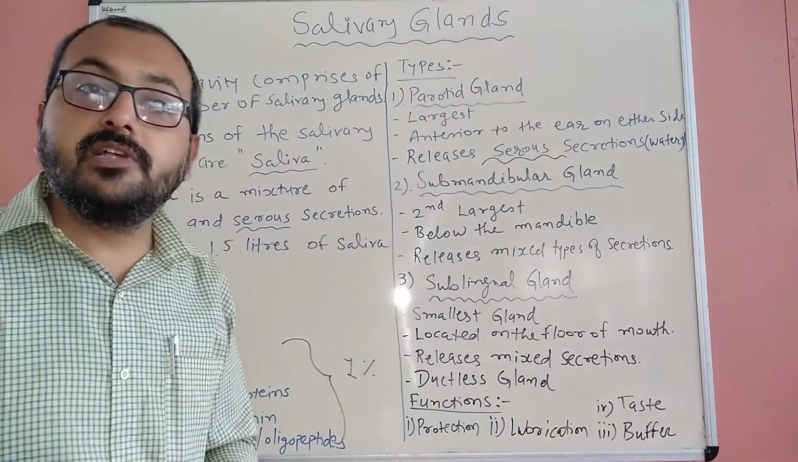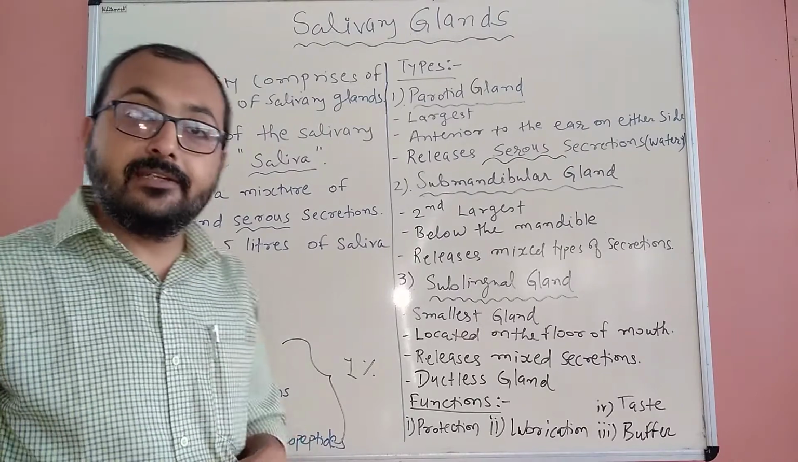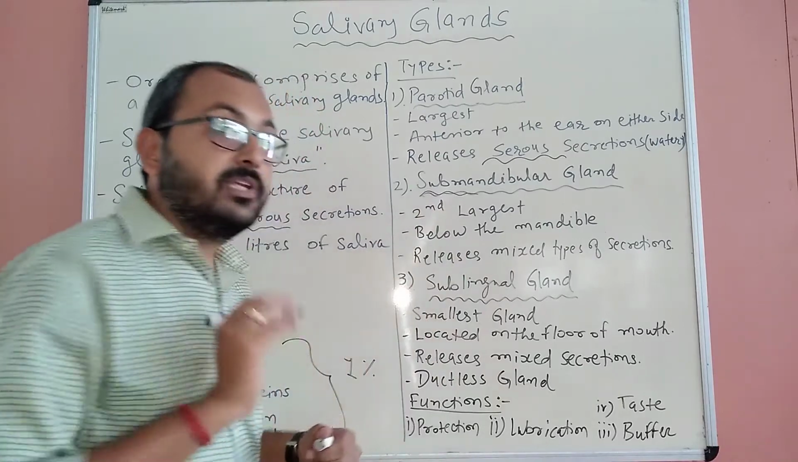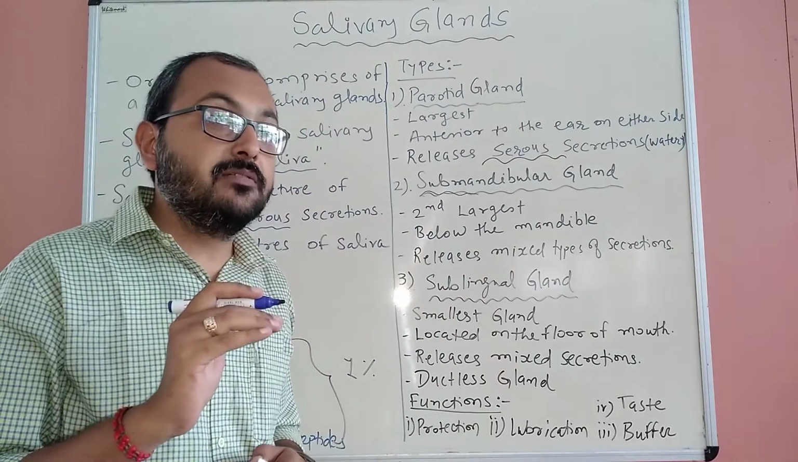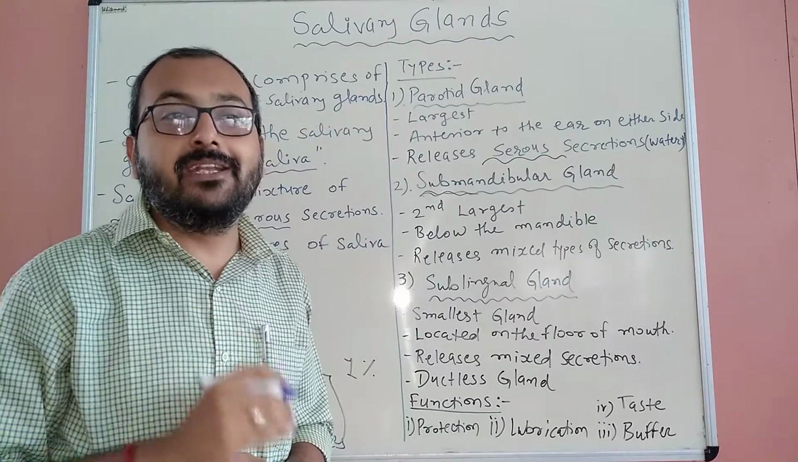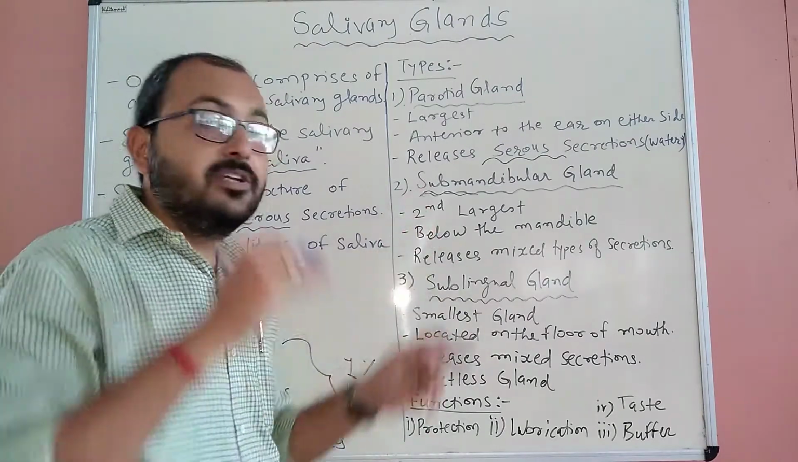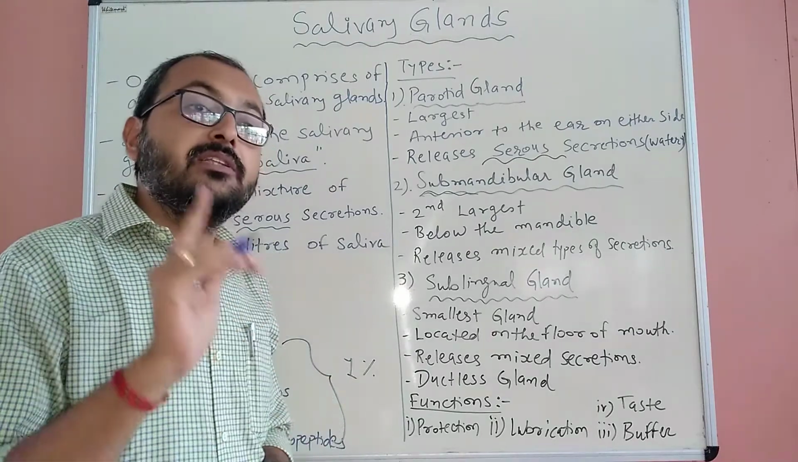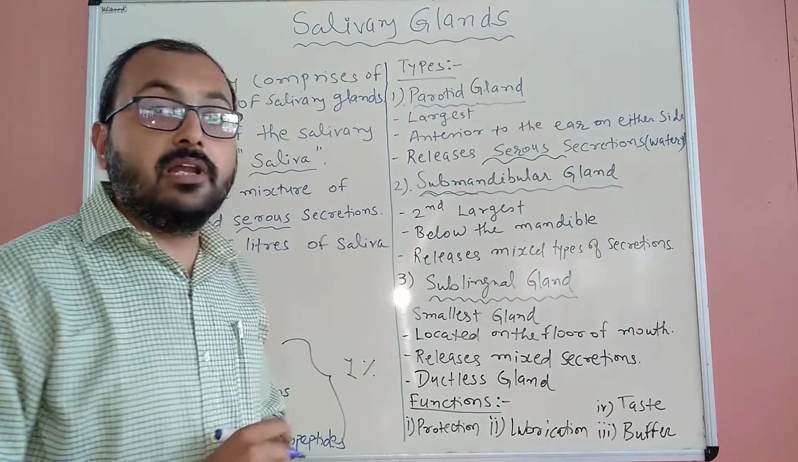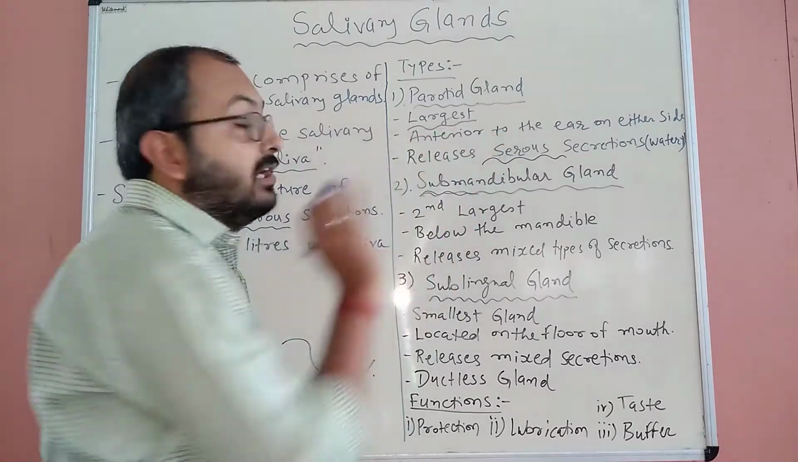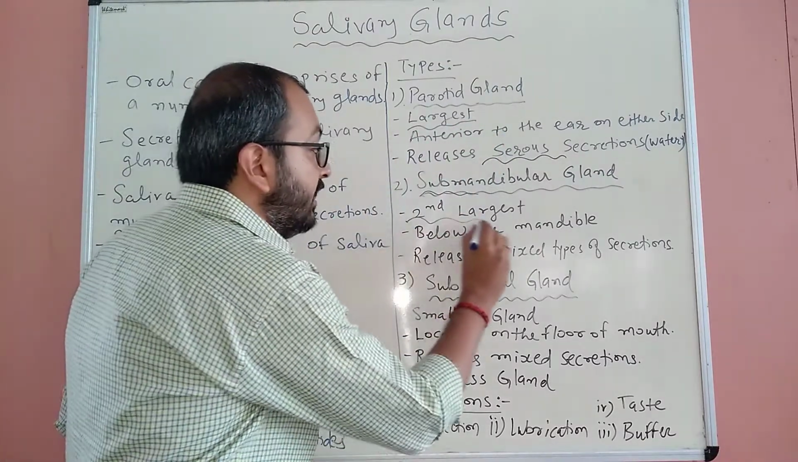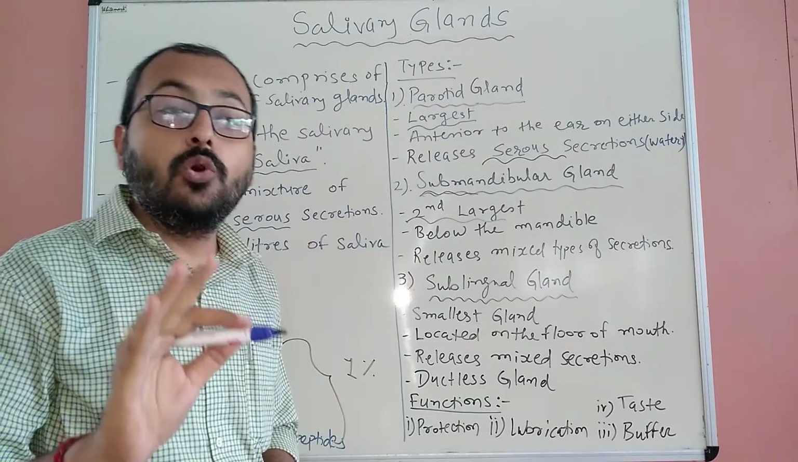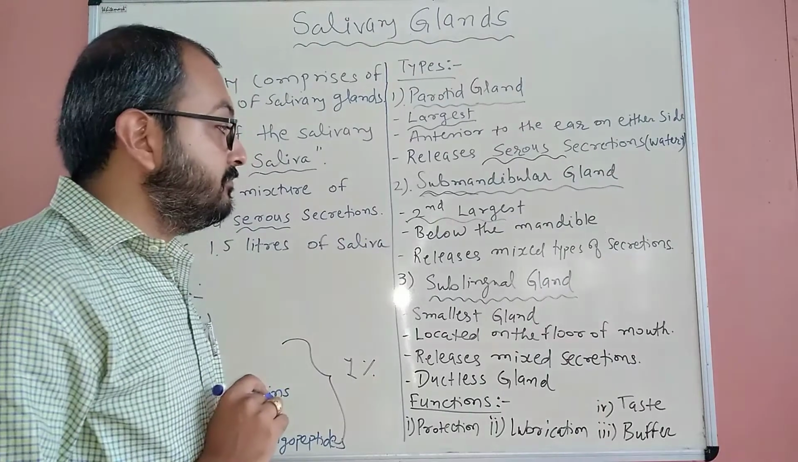Next, the submandibular gland. The name indicates it is present just below the mandible. This is the second largest in size among all the salivary glands, the parotid being the largest.